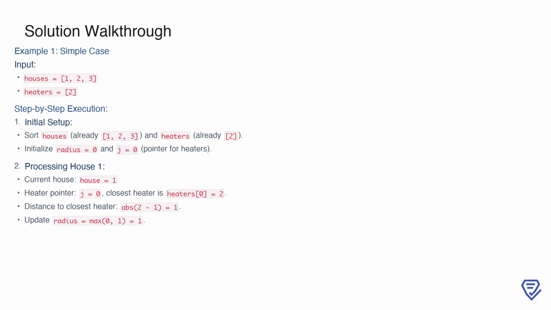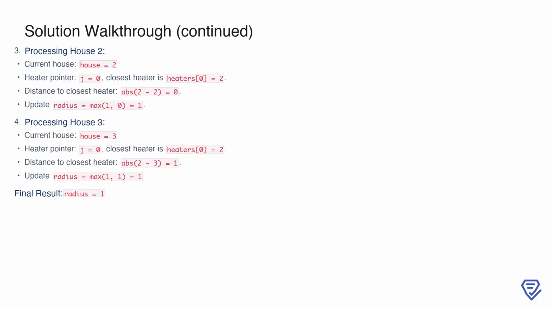For the first house, which is located at position 1, we check the closest heater. Since the pointer j is at 0, the closest heater is heaters[0] equals 2. The distance between the house and the heater is calculated as abs(2 - 1) equals 1. We then update the radius to be the maximum of its current value, 0, and this distance, so radius becomes 1.